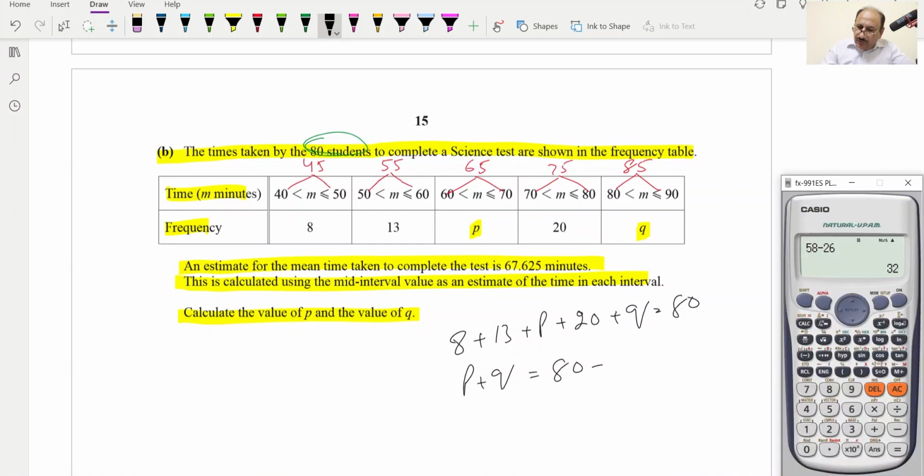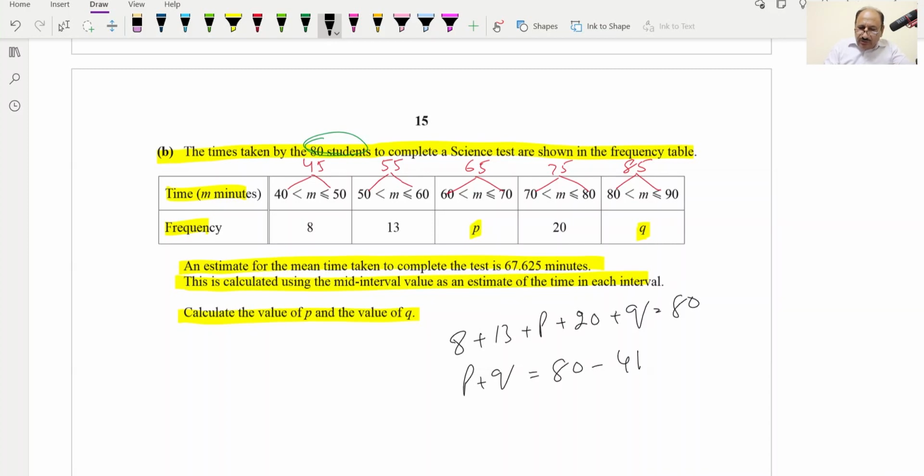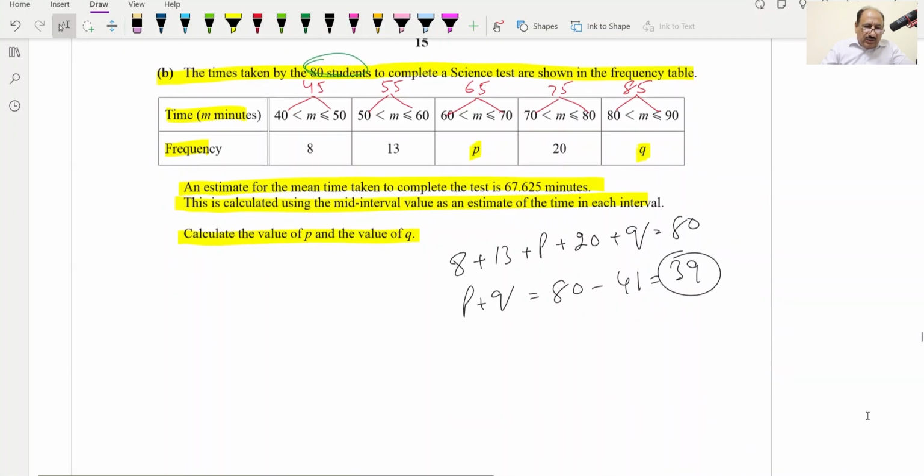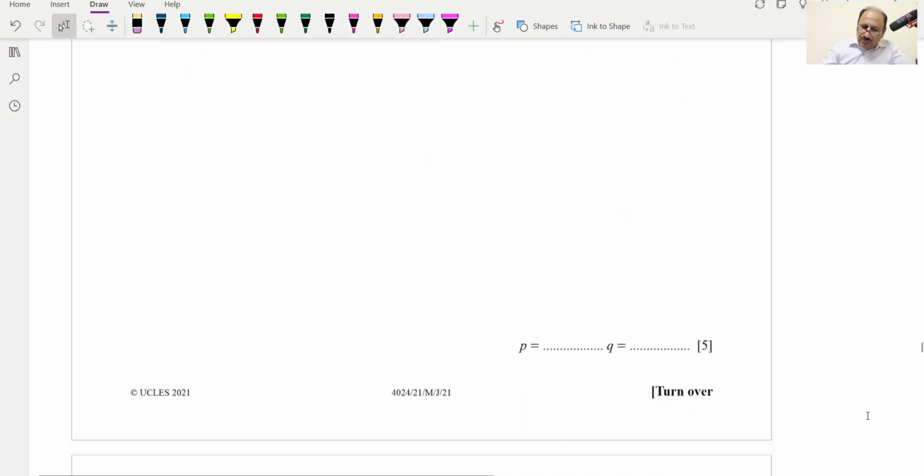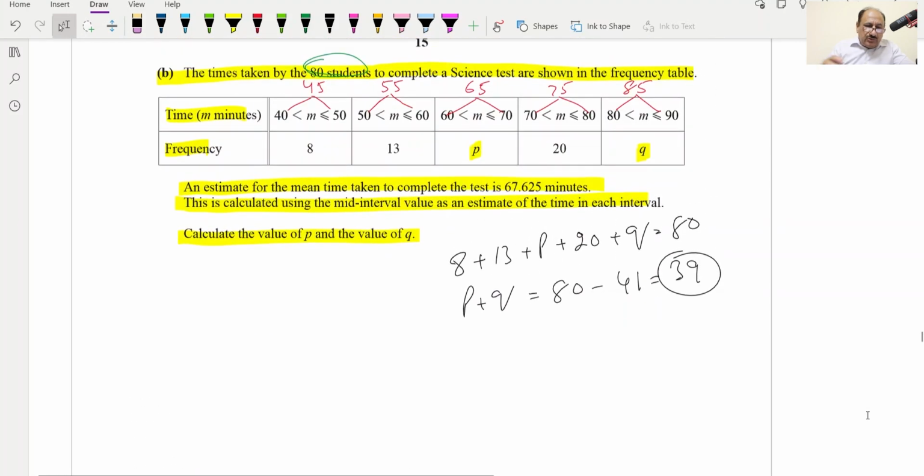This one will be what? This is 8 plus 13 plus 20, and this is equal to 41. So you can shift 41 to the other side. So 80 minus 41 is equal to 39. Now this is P plus Q is equal to 39. Now the second equation you can check from the mean. We will check how many marks this question is. This is a 5-mark question, so you will have to do the calculations very carefully.